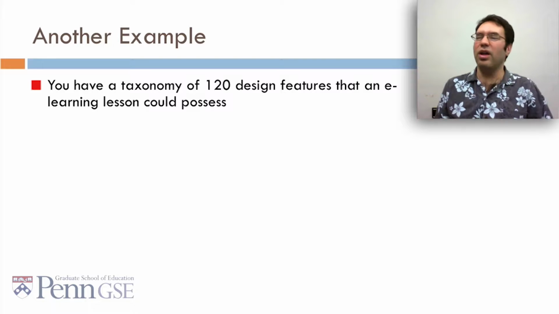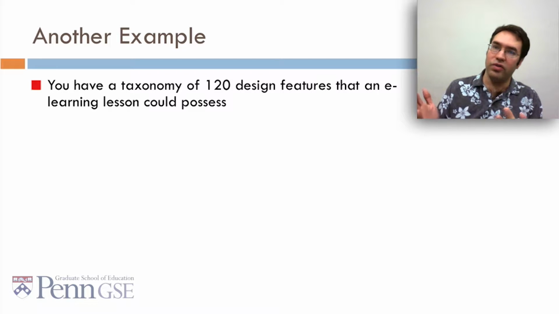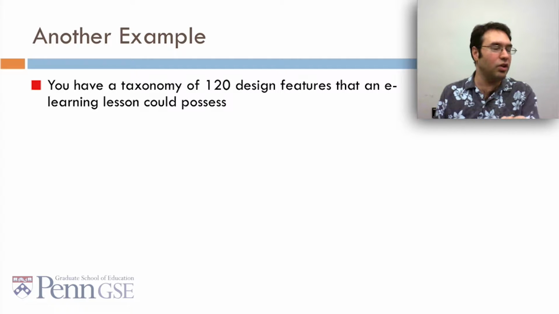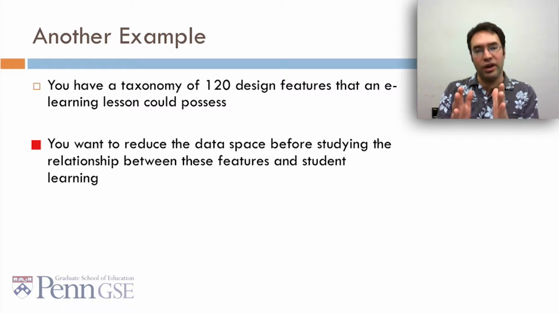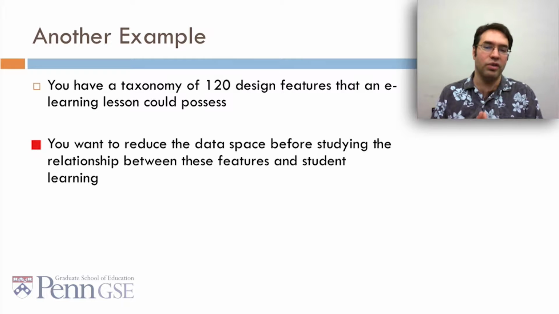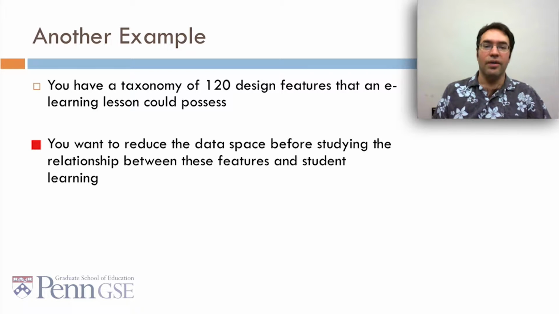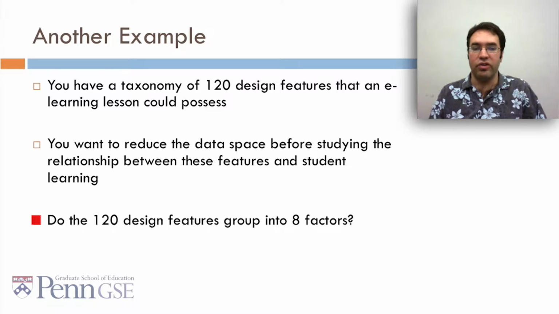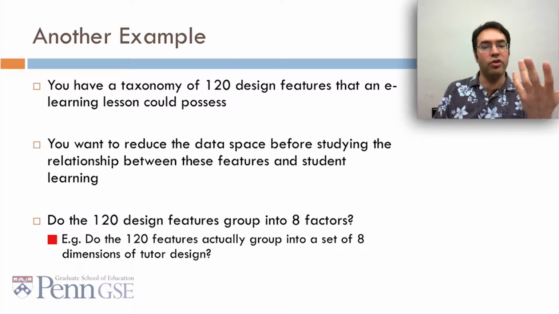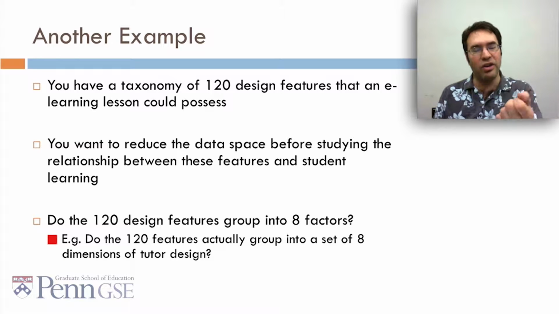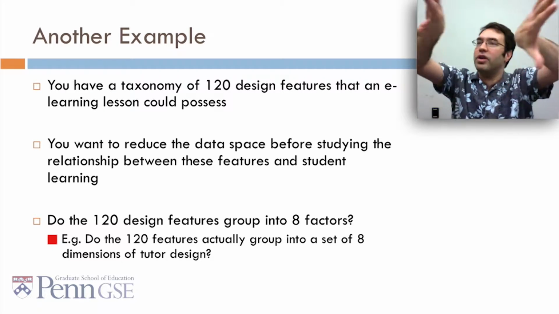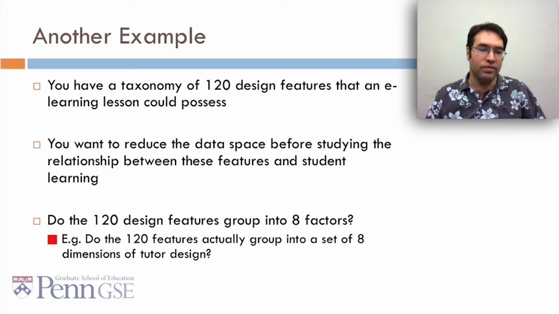And a third example, one that I've done a little bit of work along these lines, is let's say you have a taxonomy of 120 design features that an e-learning system, an e-learning lesson, could possess. You want to reduce the data space before studying the relationship between these features and student learning. So you say, do the 120 design features perhaps group into 8 factors? Or in other words, do the 120 features actually group into a set of 8 dimensions of tutor design, or 8 ways that designers kind of consider when they're building these tutor lessons?